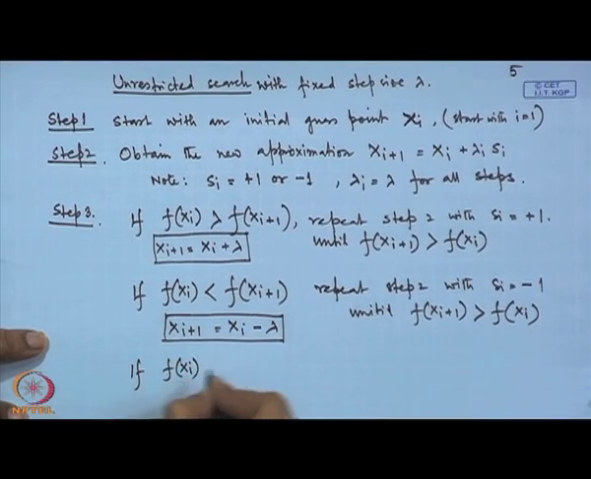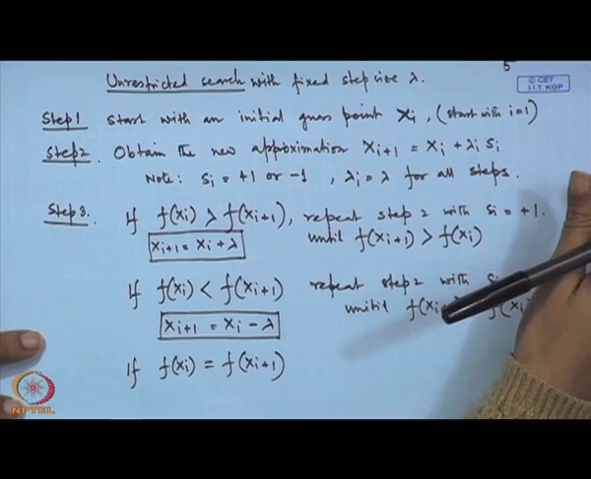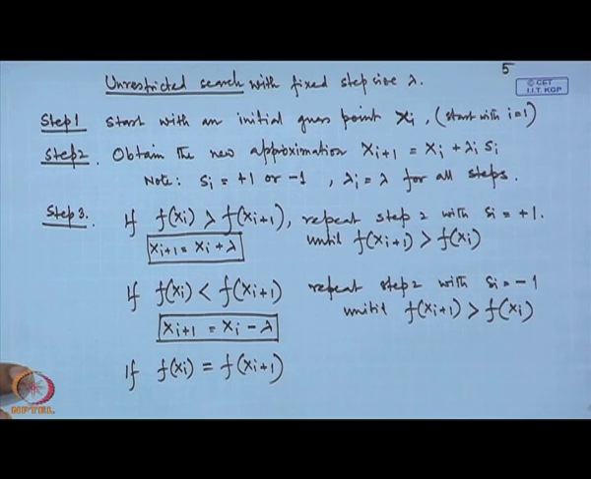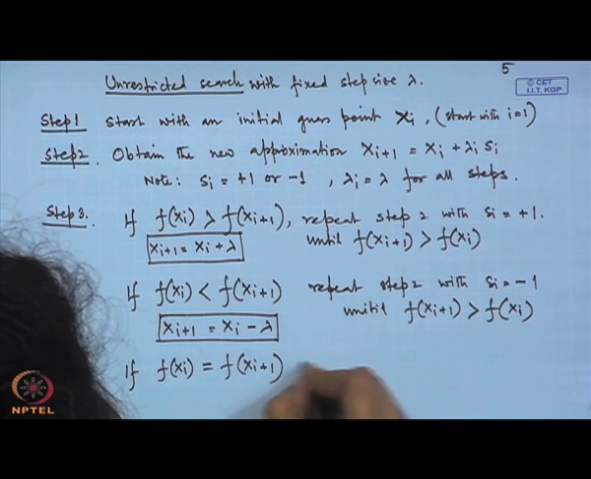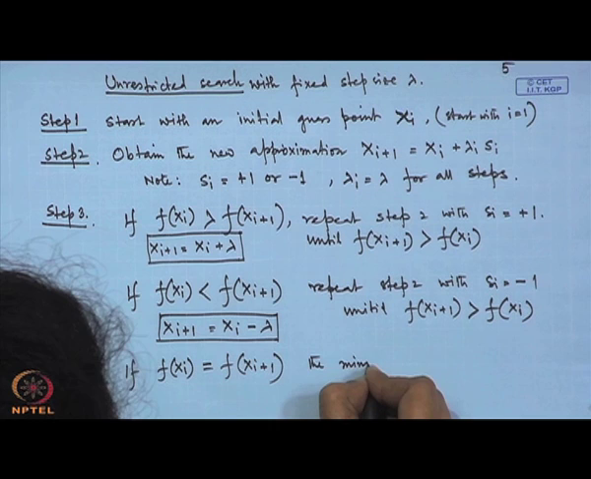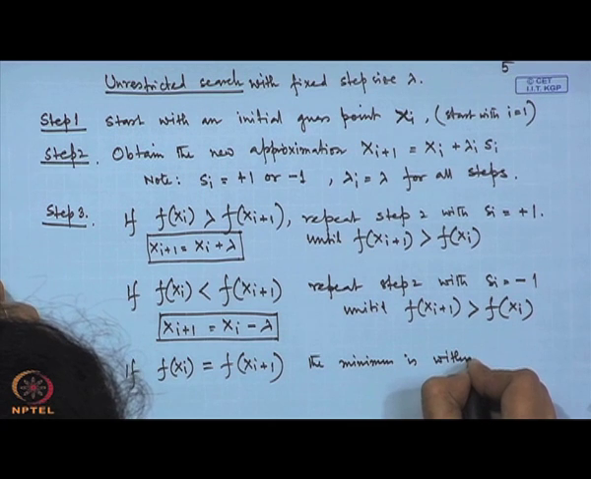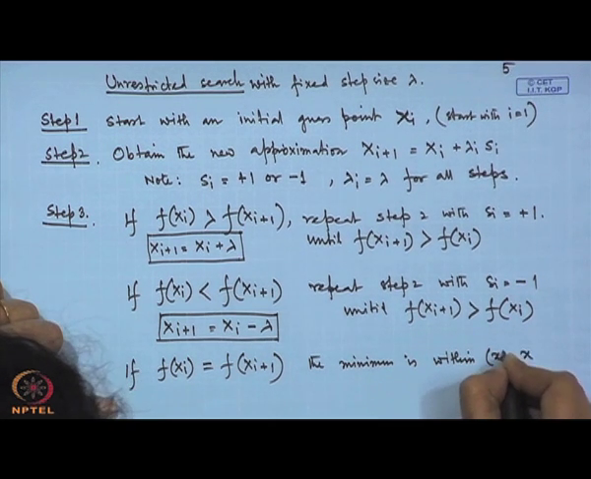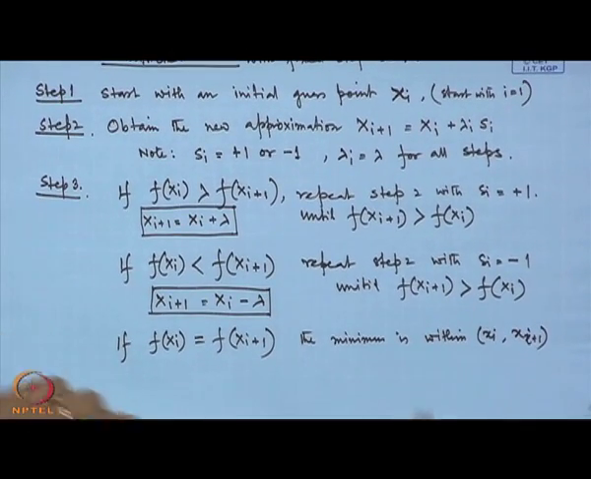Now, there can be another possibility that f(xi) is equal to f(xi+1). That means the third condition for the region elimination strategy: the function has its minimum within xi and xi+1. That is why we will start our procedure again from step 2. That means the minimum is within xi to xi+1, and we will start our journey in that way.